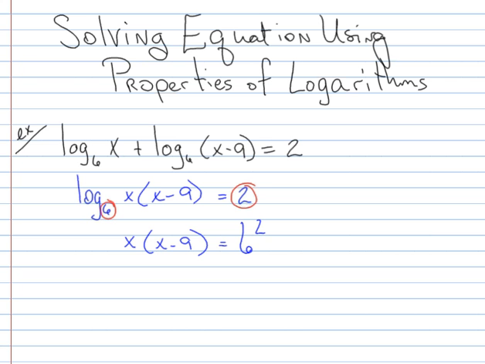At this point, we need to distribute. We'll send that x into our parentheses. So x times x gives me an x squared. X times a negative 9 gives me a negative 9x. And that's equal to 36.